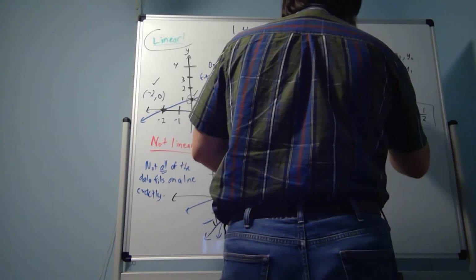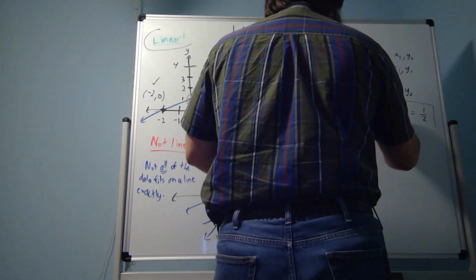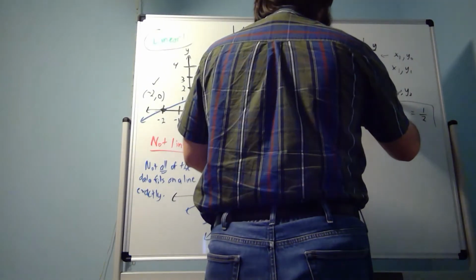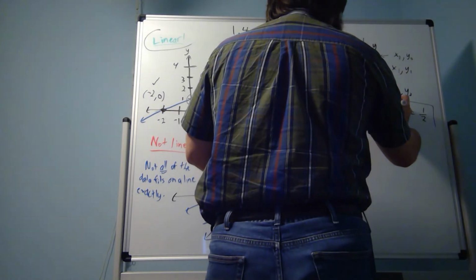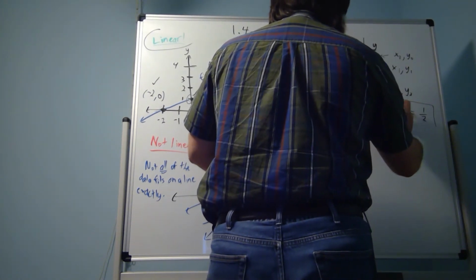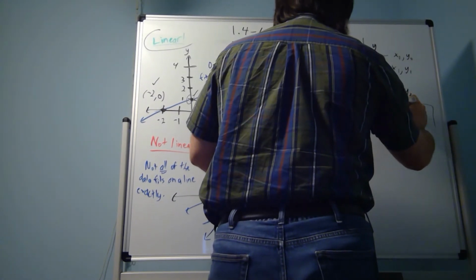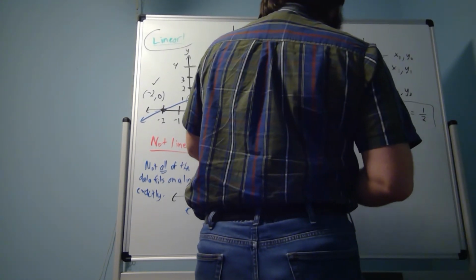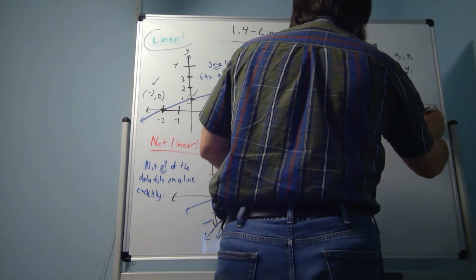So let's see if we get the same thing. This time we'll use the points (0,1) and (4,3). Sorry, x was 4. The change in y is 3 minus 1, and the change in x is 4 minus 0, so we get 2 divided by 4, which is indeed equal to 1/2, so that's the same as previously.